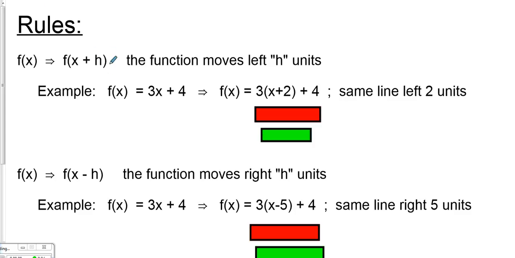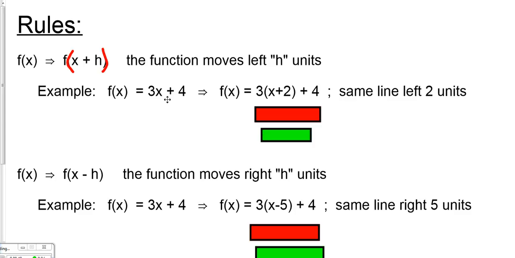Now, if I'm just looking at my x, so not the entire function, just my input x, and I'm adding or subtracting to it, that's going to move things left and right. It's still a translation, but instead of up and down, it's left and right. So if I have f of x plus h, notice that the h is inside of my input value. So the whole function will move h units to the left. If you're adding it on, you're going to the left. Okay, I'm going to show you how or why that looks.